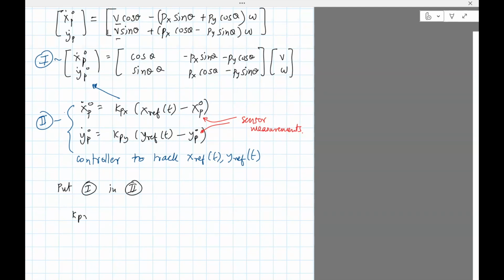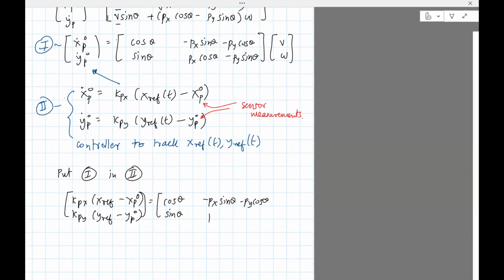Kpx times (x_ref minus x_p0), Kpy times (y_ref minus y_p0), equals [cosine theta, sine theta], an extra theta here, [minus px sine theta minus py cosine theta, px cosine theta minus py sine of theta].